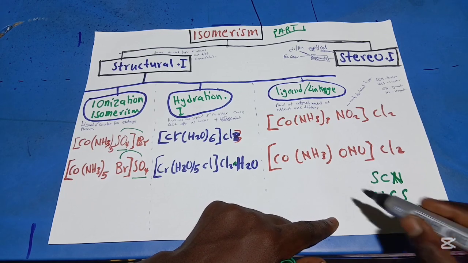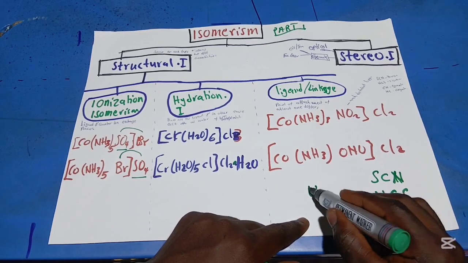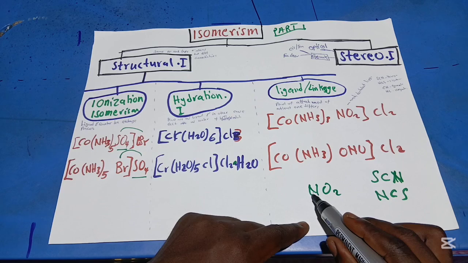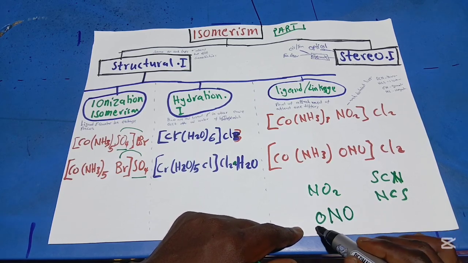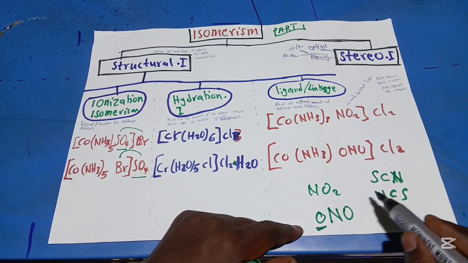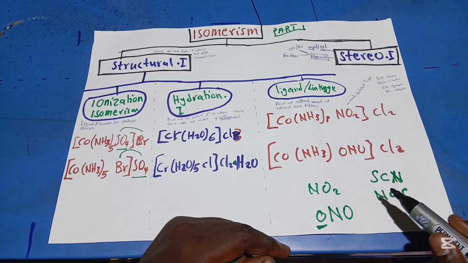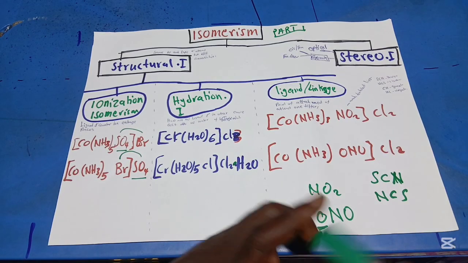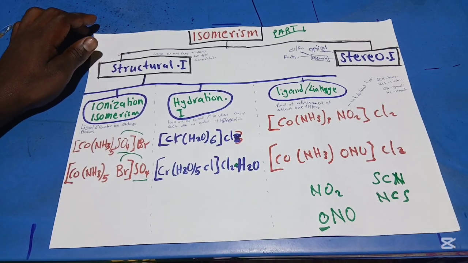So in this place, we have sulfur as a donor atom, and in this place, we have nitrogen as a donor atom. If you look at nitro, NO2, the donor atom is nitrogen. And if you look at nitrito, ONO, the donor atom is oxygen. So anytime you see this kind of ligands, be looking out for linkage or ligand isomerism mostly.